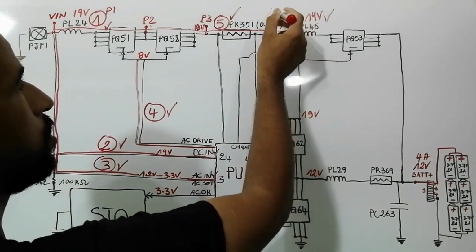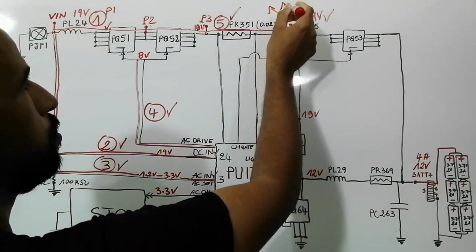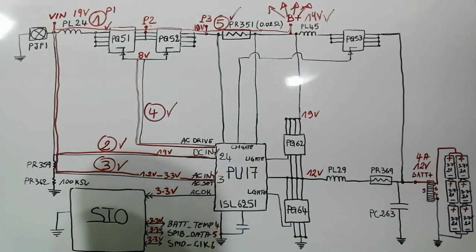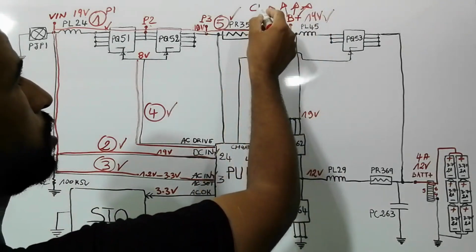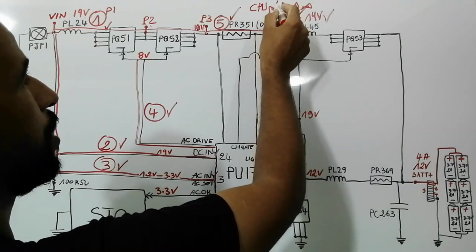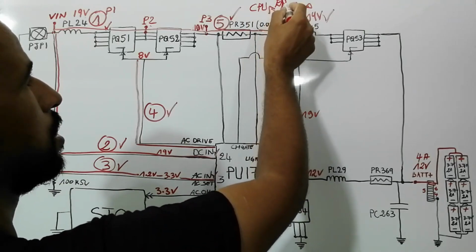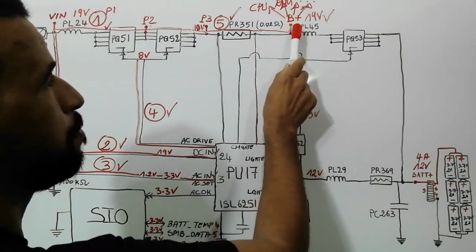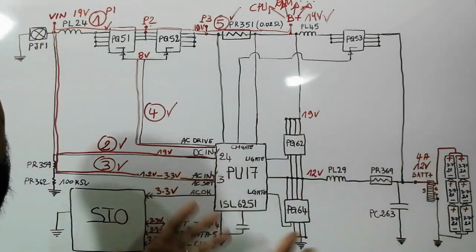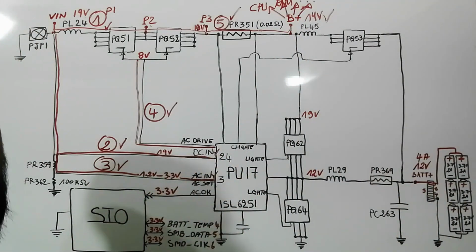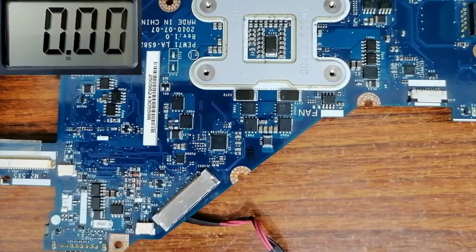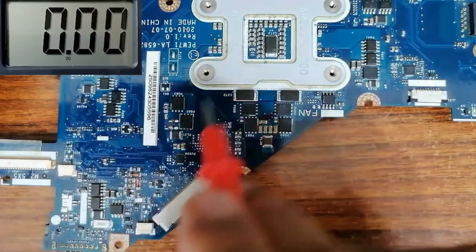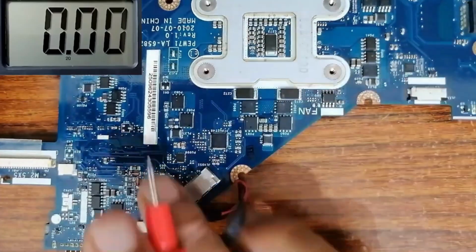From here, the voltage will be distributed to the whole circuit of the motherboard, including the CPU circuit, the RAM circuit, etc. So let's check if this B plus is distributed to the whole circuit in the motherboard. So now we have to check if the 19 volt is distributed to all circuits in the motherboard.